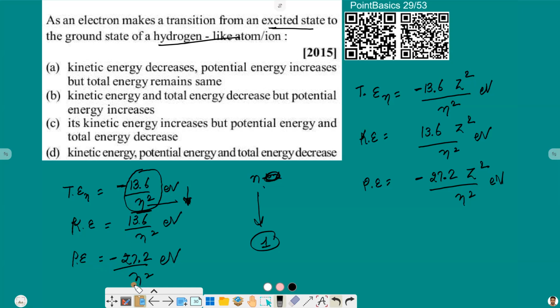Now the same will happen with the potential energy. As the value of n decreases, the magnitude increases, but there is a negative sign, so this term will reduce further. So the total energy and potential energy are decreasing, but for the kinetic energy, the magnitude of this term will increase, and this is a positive term, so the kinetic energy increases, but the potential energy and total energy decrease. So that is option C for us.